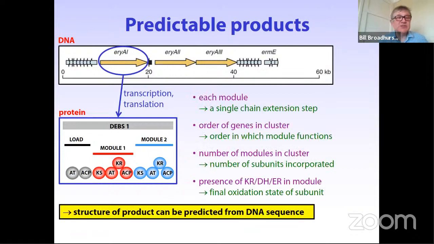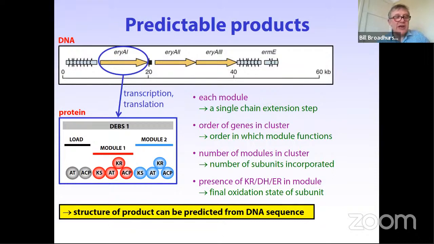Now, from the DNA sequence, it's not hard to predict the sequence in which amino acids will appear in the protein that the gene codes for. However, for repetitive factory enzymes, it's possible to go much further. The number of modules that we detect in a gene cluster can tell us how many extender units and of which sort are going to get fused together in the final natural product. And it will also tell us the order in which those reactions have to occur.